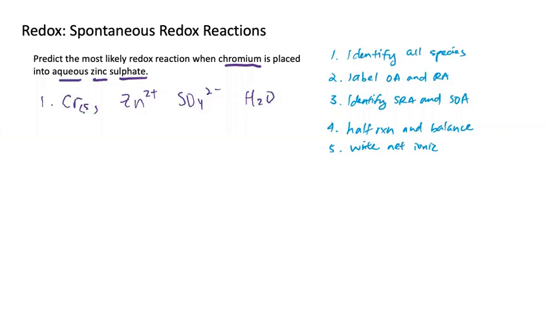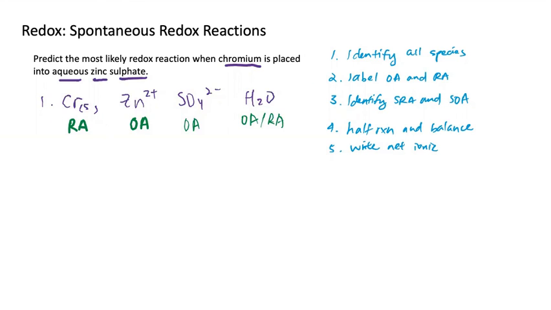Number 2, label OA and RA. Going to the table, I will not go back and forth, but you can take a look. Cr is RA. Zn2+ is OA, and SO4 2- is OA. Water can be both OA or RA, because I can see it on both the left and the right side. And that's step 2.